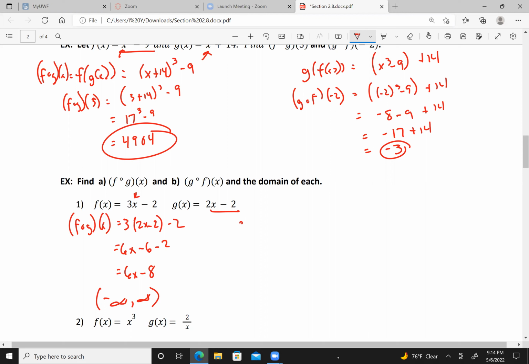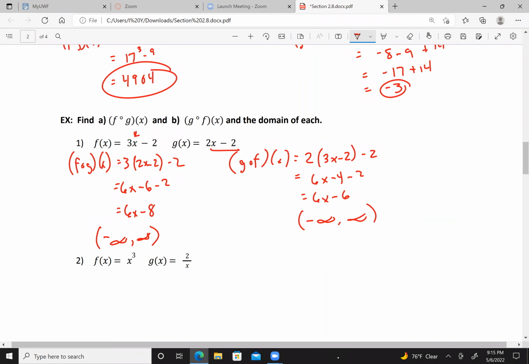Now for the composite of g of f of x, we have 2 times 3x minus 2, minus 2, which is 6x minus 4 minus 2, which is 6x minus 6. Again, no restrictions. Negative infinity to infinity. A line will always have no restrictions.